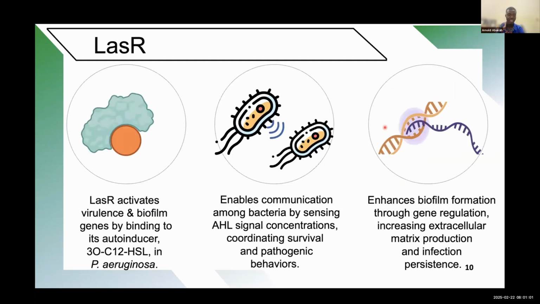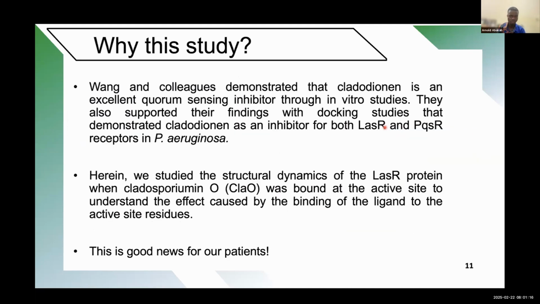So as I've already explained, LasR is important in the virulence and biofilm formation of bacteria. It enables communication among these bacteria and strengthens the infection persistence. When we sought out to see how we could target biofilm formation in Pseudomonas aeruginosa, we were fortunate to come across the work done by Wang and his colleagues, where they tried to use cladodionin, which is a natural product from the marine fungus Cladosporium species, right?